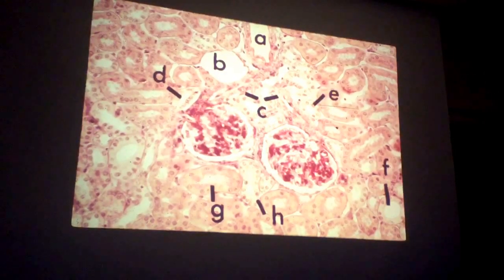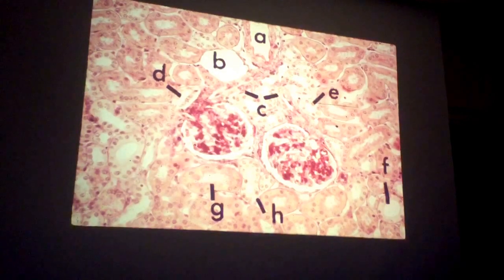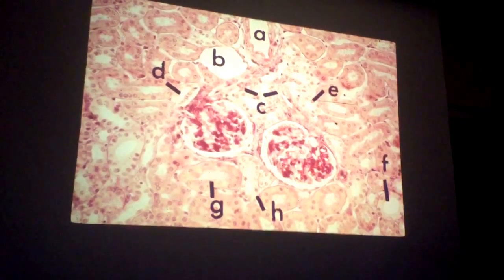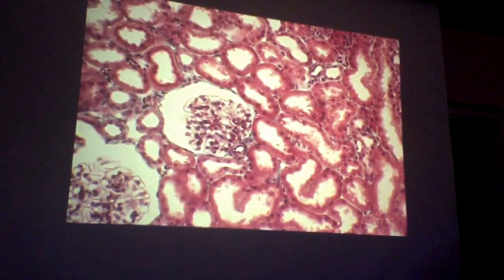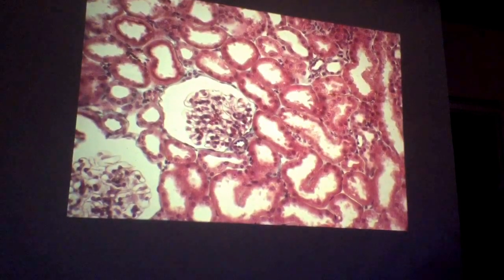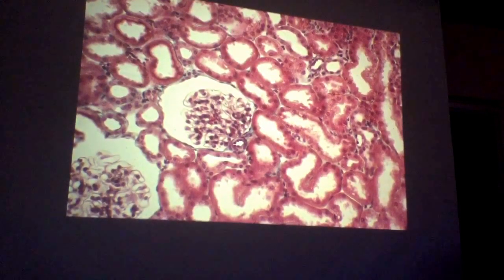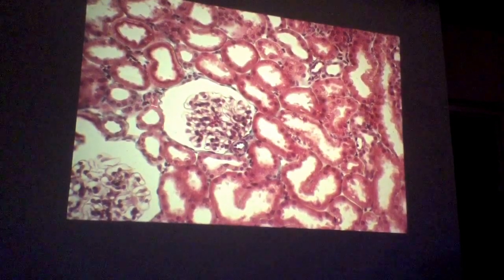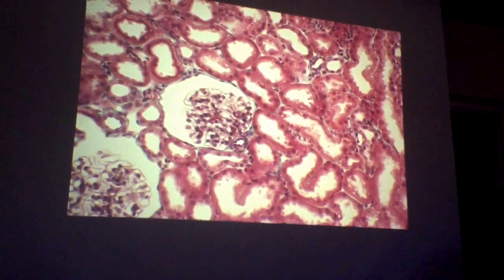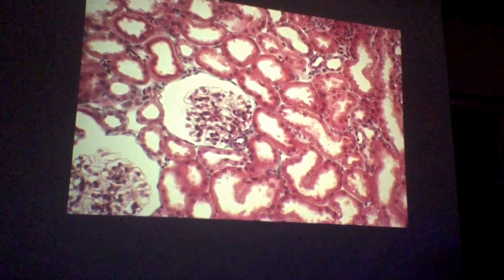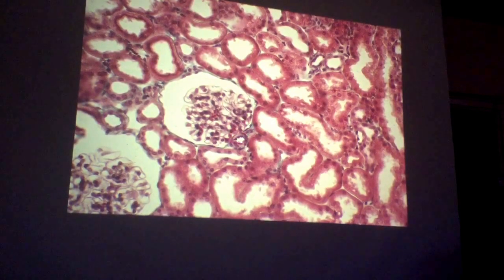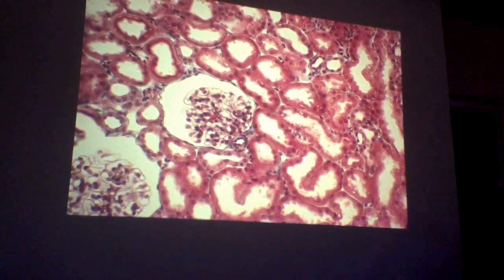So if that's the macula densa, what area is this right here? Vascular pole. Okay, and this would be what? One right there, one right there. Proximal convoluted tubules. Much more numerous than the distal tubules. There's a distal tubule there and also there. And there's the vascular pole again, and we have one of the vessels right there at the vascular pole.